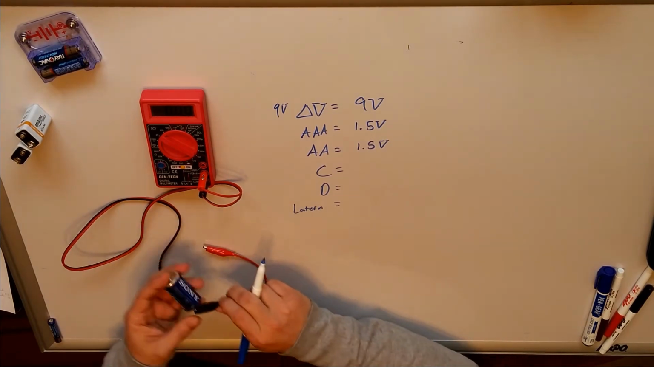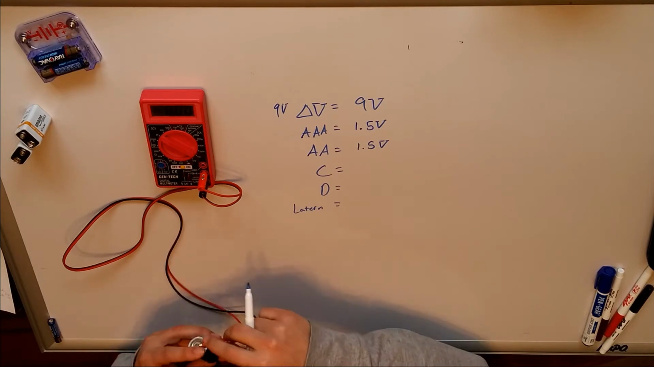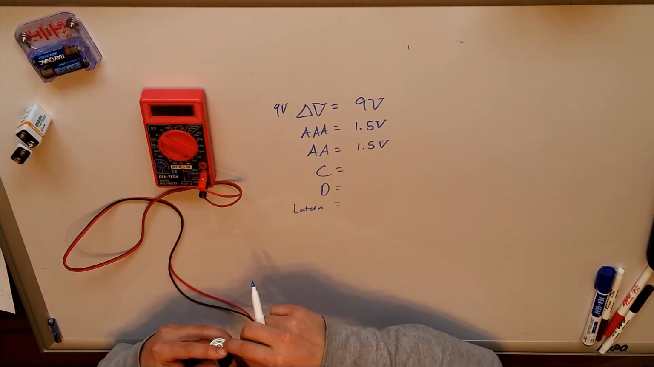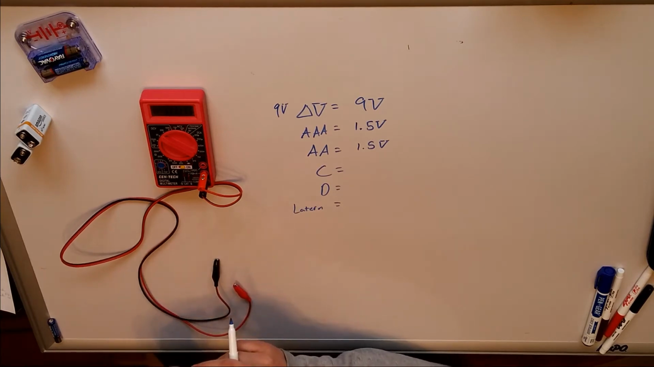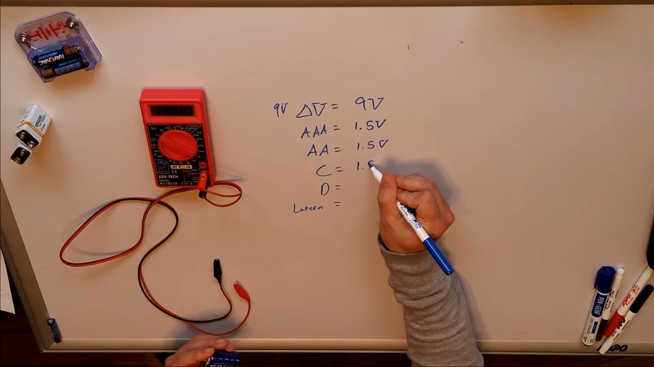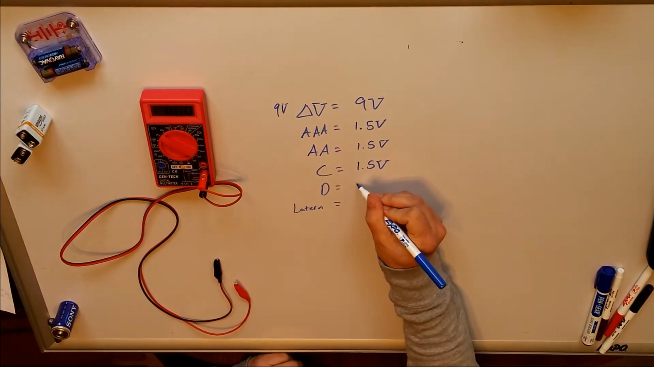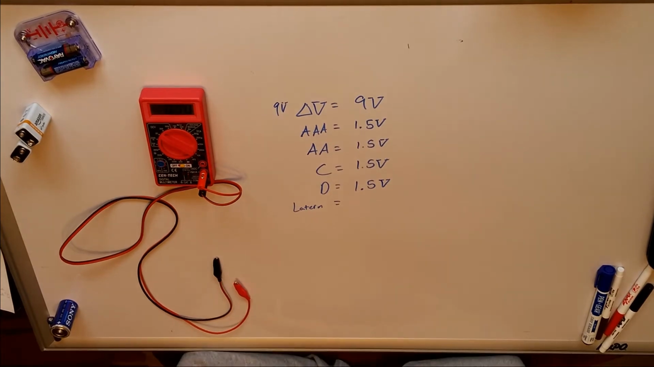So let's take a look at a C-cell battery. So I'm going to put the negative here and then the positive over here. And we're going to find that, hey, look at that. Hopefully to no one's great surprise, 1.58 volts. These are also spec'd at 1.5 volts. And when you check a D-cell battery, it's also 1.5 volts.